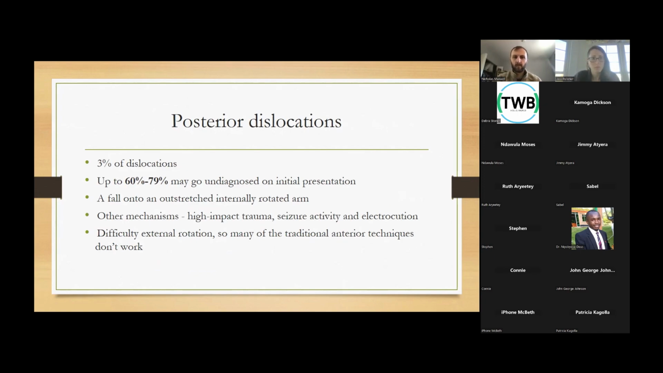How they happen is a patient might fall onto an outstretched hand with the hand internally rotated. And then they could also happen in patients that are involved in high impact trauma or seizures. So I believe this is very important because most clinicians wouldn't suspect that a patient who has just had a seizure activity can get a shoulder dislocation. But because of the jerky movement and the decorticating that happens during a seizure activity, the humerus could fall out of position and get dislocated posteriorly.